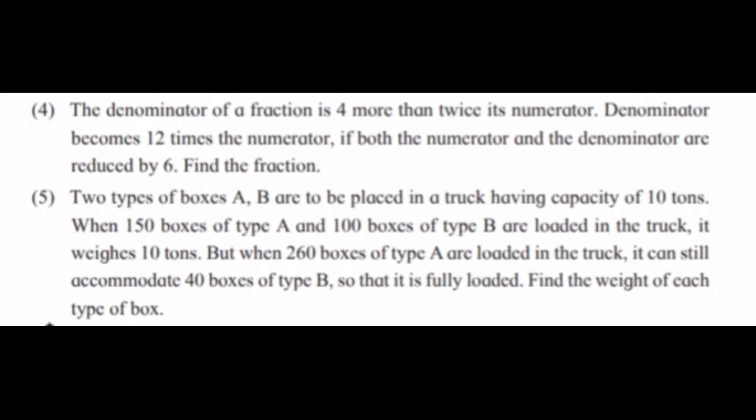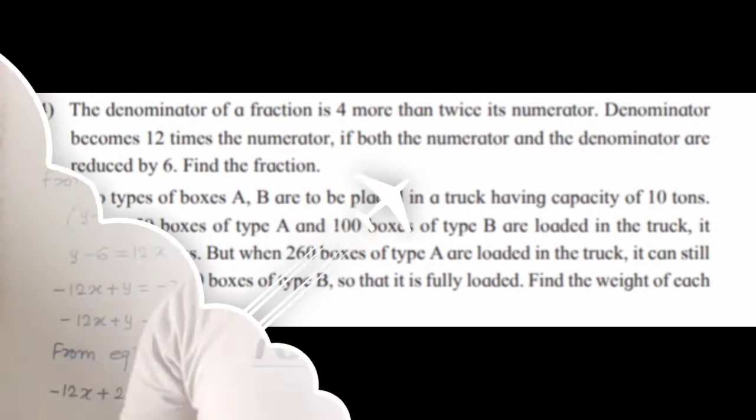tons. When 150 boxes of type A and 100 boxes of type B are loaded in the truck, it weighs 10 tons. But when 250 boxes of type A are loaded in the truck, it can still accommodate 40 boxes of type B so that it is fully loaded. Find the weight of each type of box.